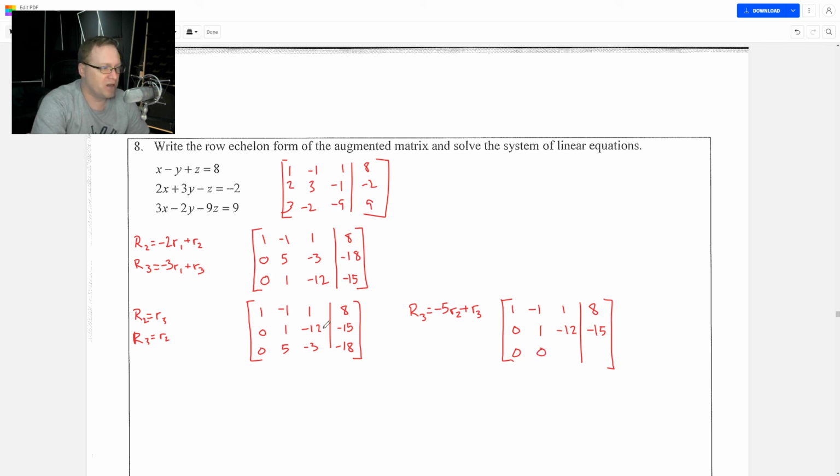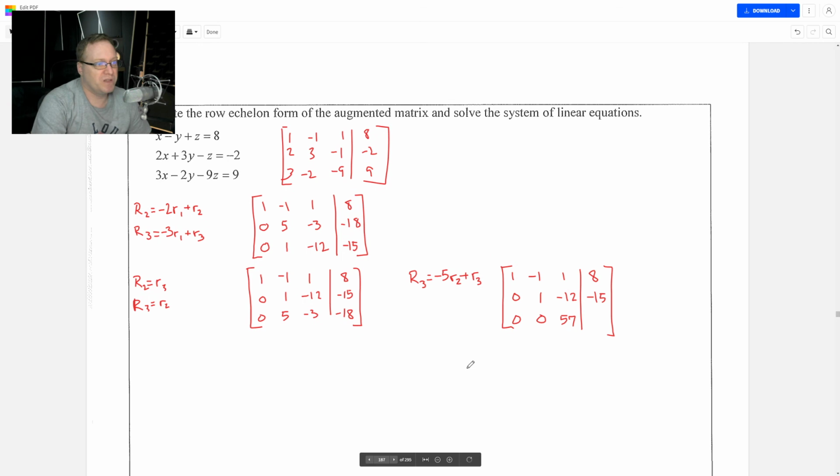And then here we're going to have negative 5 times negative 12. That's negative 60. I mean, that's positive 60. And then we're going to add negative 3. So 60 plus negative 3 is 57. So this is going to be a 57.